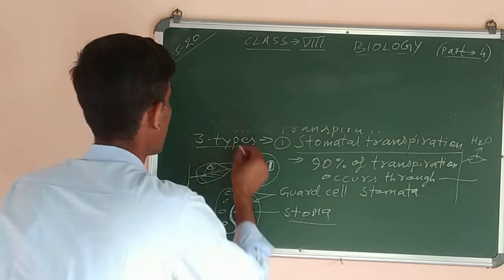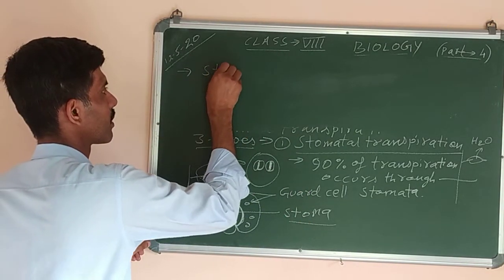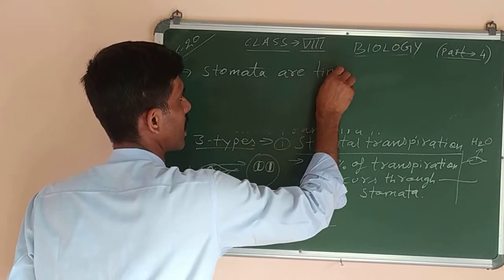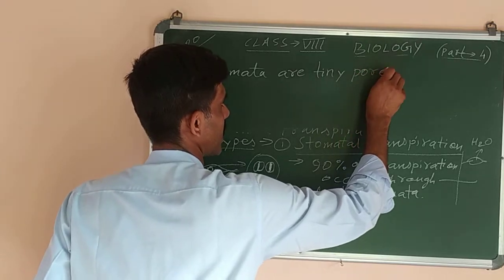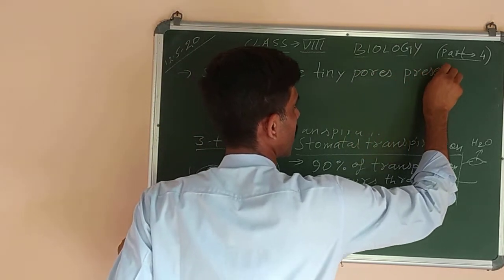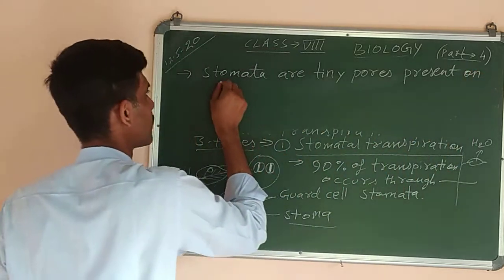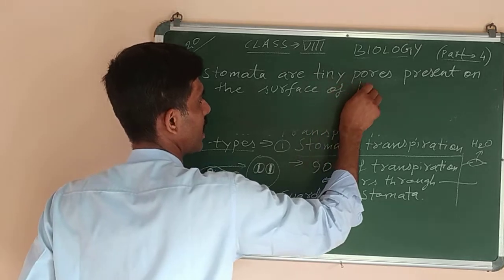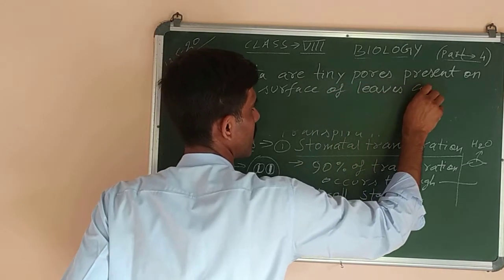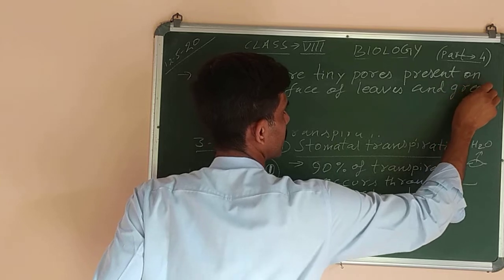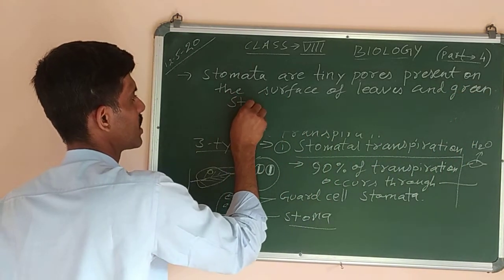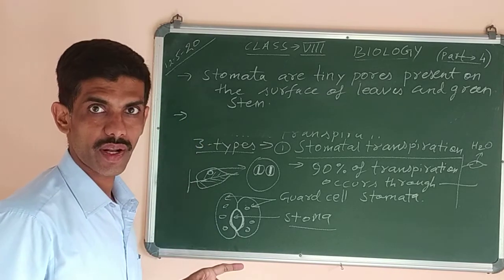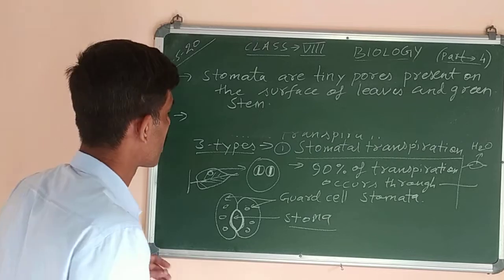So next you can write, stomata are tiny pores. Stomata are tiny pores present on the surface of leaves. Where are they found? They are found on the leaves and green stems. Like the plants which have a green and flexible stem, there also stomata can be present. And these stomata are present in more number on the lower surface.